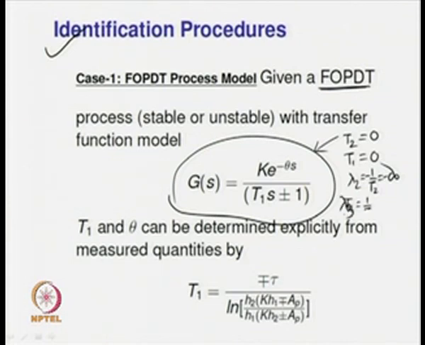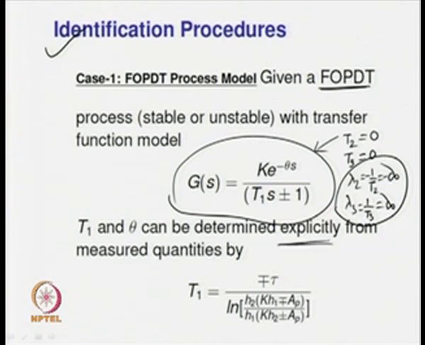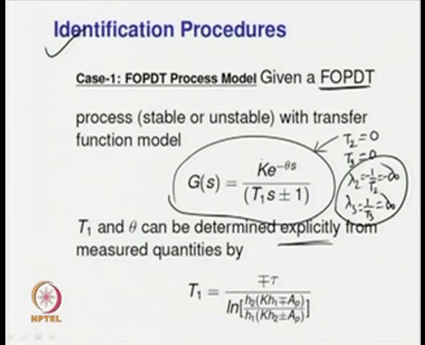Not T 1, this is your T 3, T 3 is equal to 0. So, lambda 3 is equal to 1 upon T 3, which is infinity. When these limiting values are put in the analytical expressions, it is not difficult to obtain explicit expressions for parameters associated with the transfer function model. What are the parameters we have for the transfer function model? The steady state gain k, time delay theta and one time constant, that is T 1.